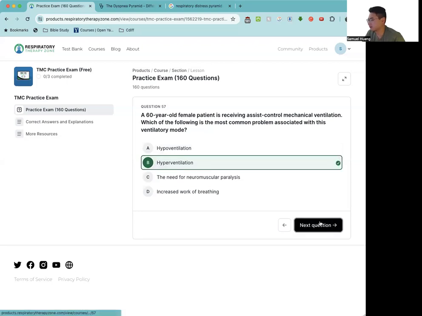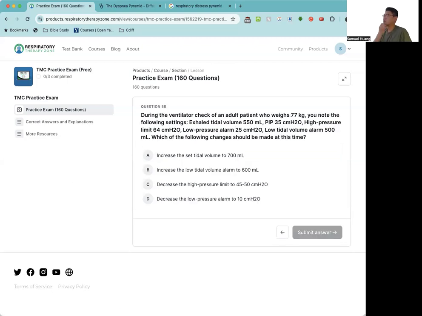Yeah, nice. 77 kgs, tidal volumes 550. That kind of seems high, but it's okay. The peak pressure is 35, less than 40. I'm happy with that. High pressure limit is 64. Seems kind of high. Low pressure alarm, 25. Maybe you could decrease that. Low tidal volume alarm, 500.